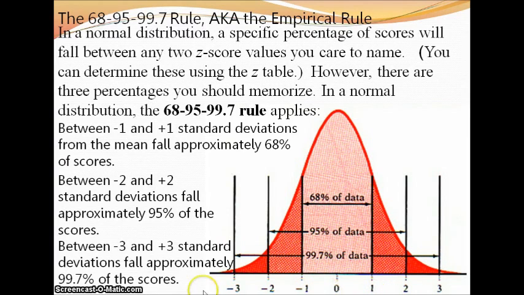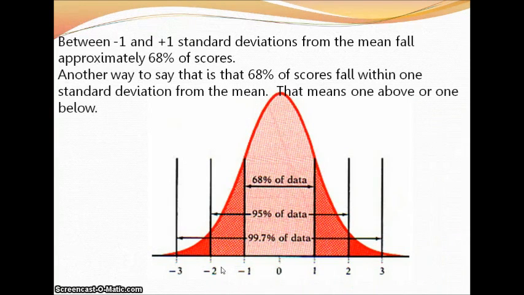And then lastly, between -3 and 3 standard deviations, we have 99.7% of the data. That really is almost the whole curve, with the exception of what we would determine as outliers beyond those 3 standard deviations. I said that between -1 and 1 standard deviations from the mean fall about 68%. Another way to say that is within 1. So within 1 standard deviation means 1 above or 1 below. It's really important that you understand that we're not just talking about 1 in one direction.